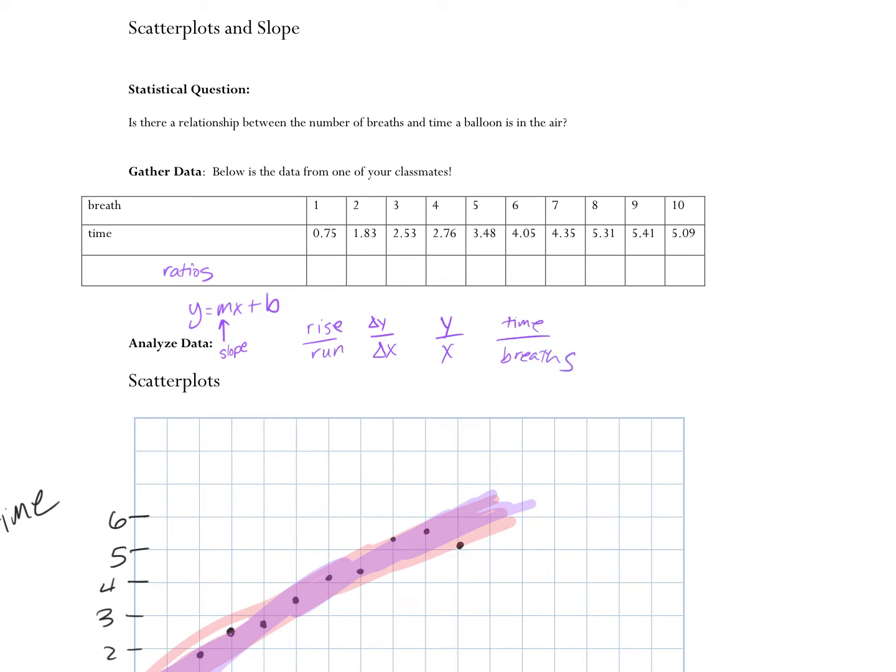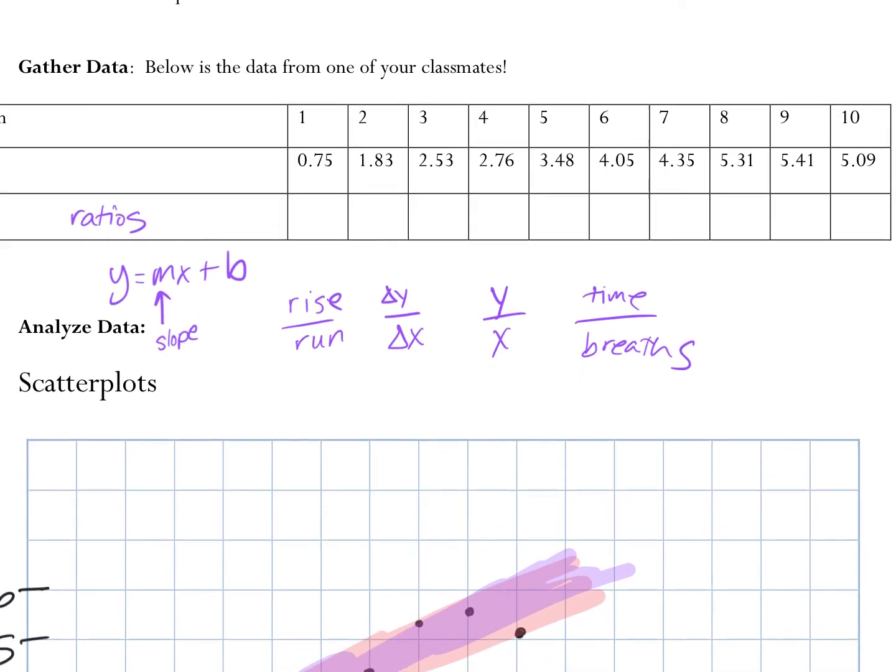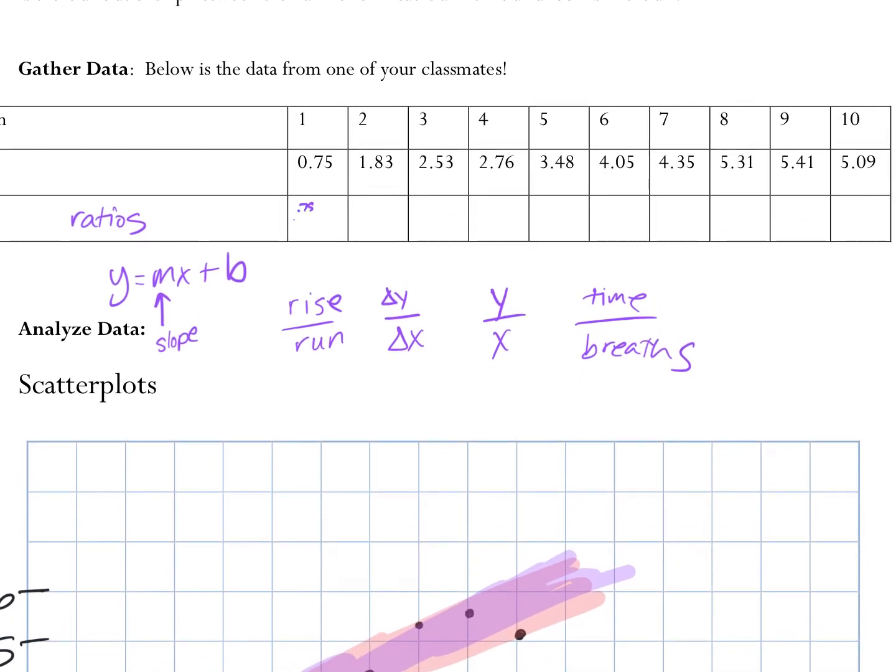Is everybody good? So if I were to find the ratio for this first point, I would take the time over 1 and just get 0.75. Okay? What would it be for the second point? I would do the time, 1.83, divided by the number of breaths, which is 2. And what do you get when you do 1.83 divided by 2? .915?